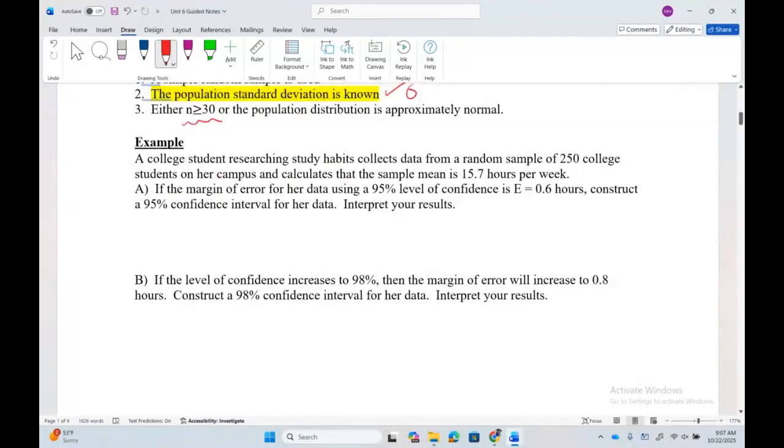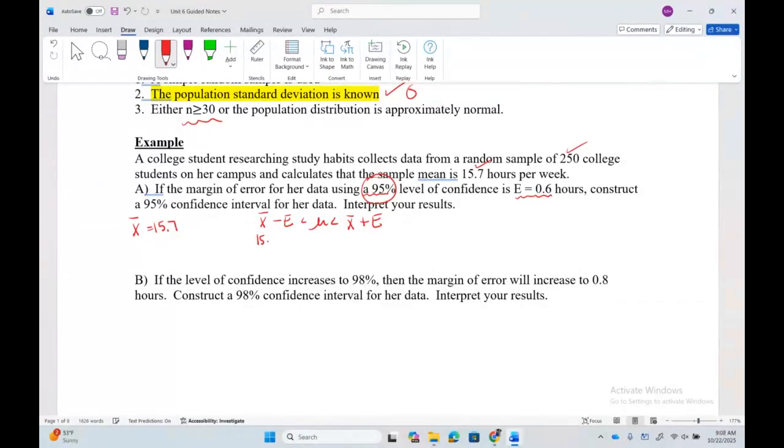All right, so let's look here. It says a college student researching study habits collects data from a random sample of 250 college students. So we have a big sample size here. We have a sample mean of 15.7, so that's telling me x-bar is 15.7. The margin of error for her data using a 95% level of confidence, so it's giving us E and a specific level of confidence. So we want to construct this interval. We're going to do our sample mean minus the margin of error and our sample mean plus the margin of error.